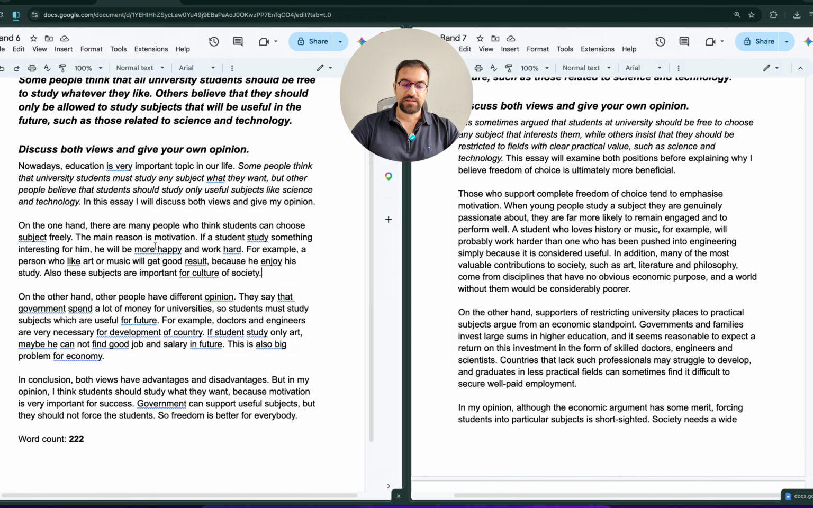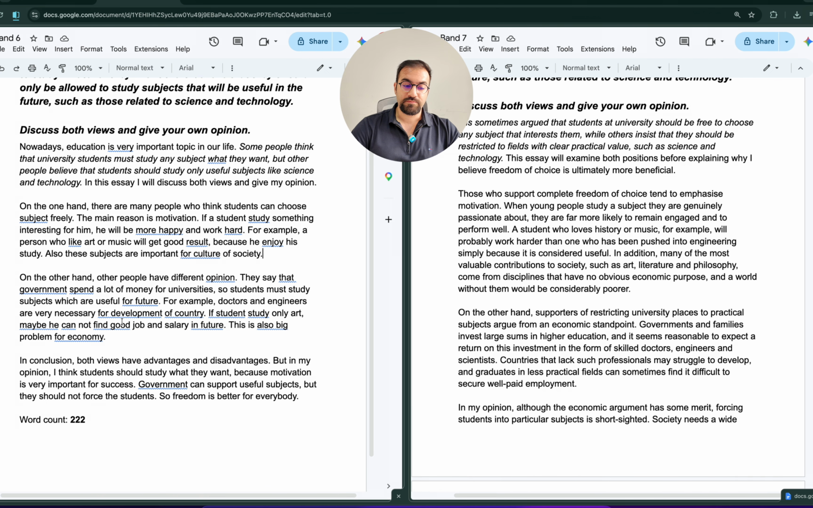Now, it is time to move on to paragraph 2. On the other hand, other people have different opinion. Again, our topic sentence is not clear. I mean, first and second paragraph topic sentences, I believe, have been wasted. Because first one says there are many people who think students can choose subjects freely.